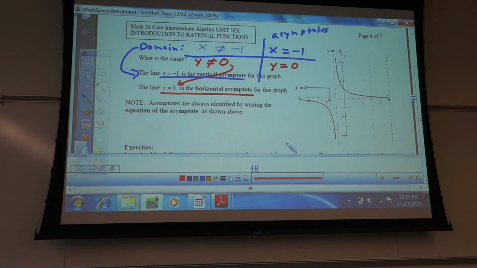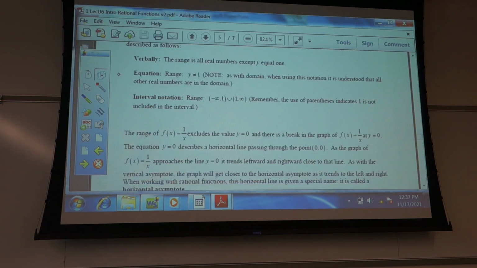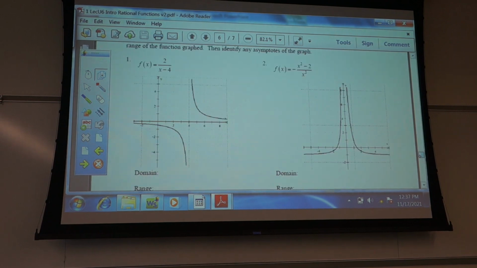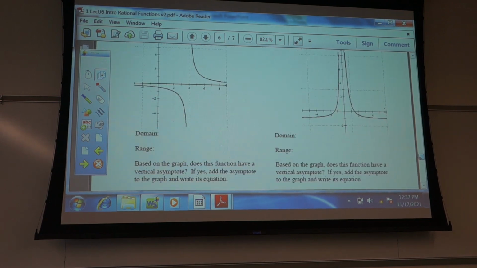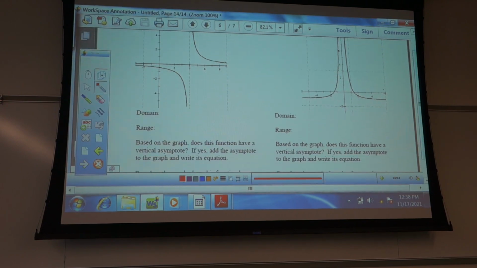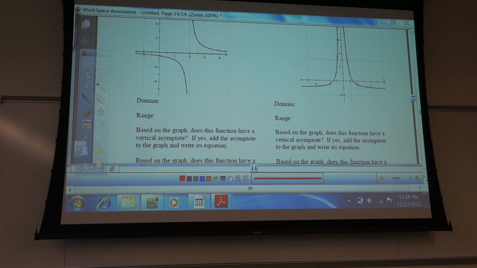Okay, so now you folks are just going to do some exercises, straightforward, just looking at the graphs. Figure out what the domain and range is for each of these, and what the asymptotes are. The domain, range, asymptotes. So there's 2 on this page, there's 1 on the next page.